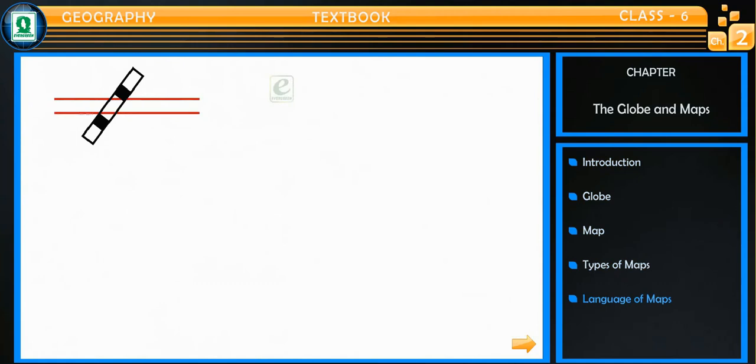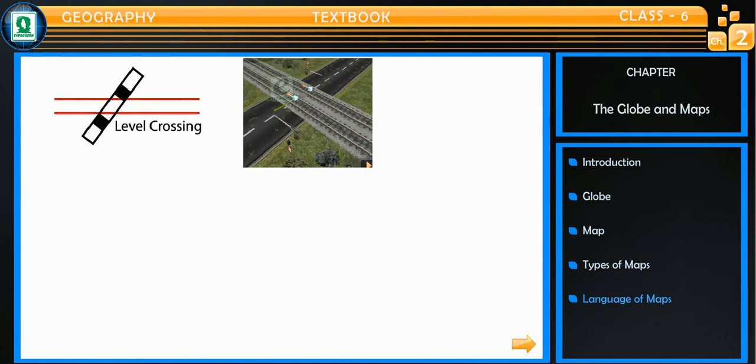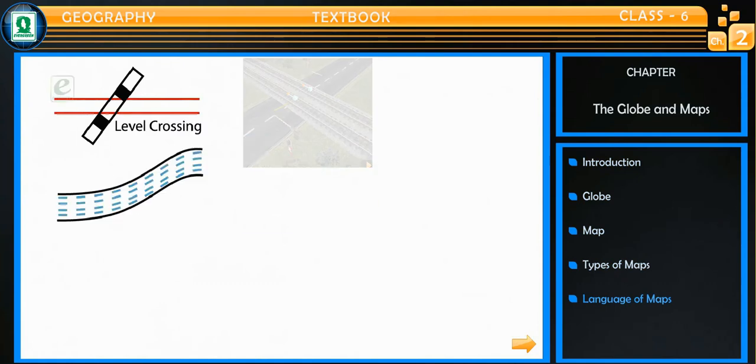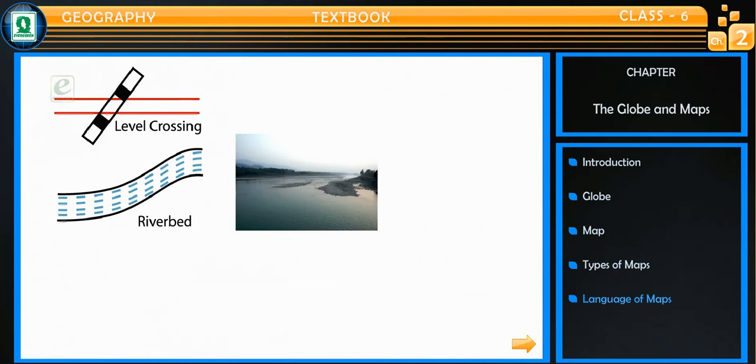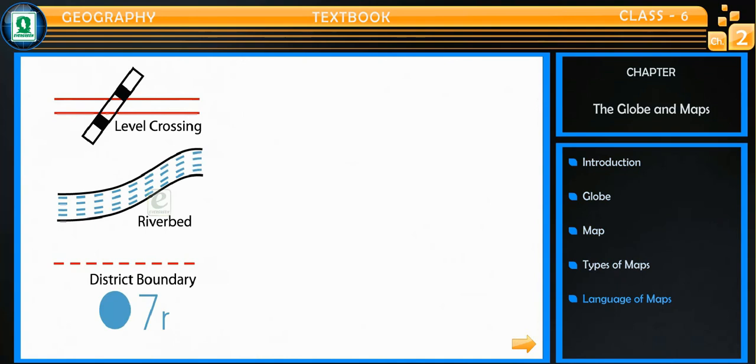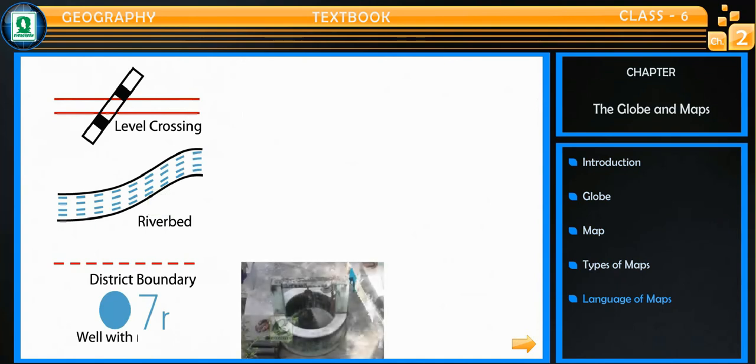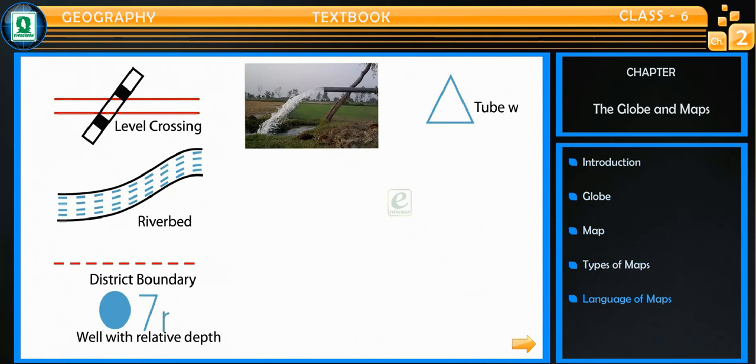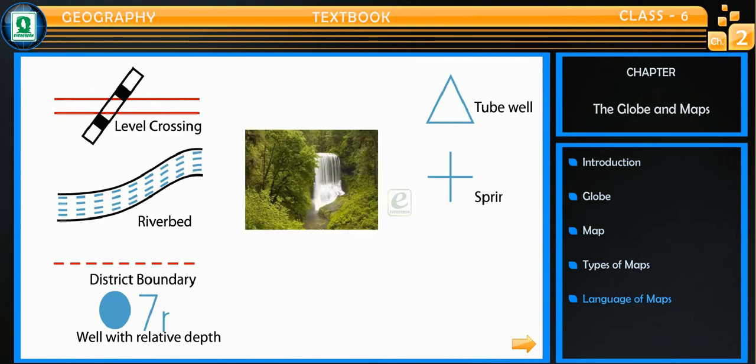Like this symbol represents level crossing. This symbol shows river bed, and this is a symbol of district boundary. This symbol represents well with relative depth. This shows tube well, and this is for a spring.